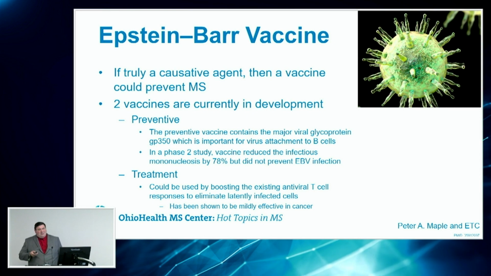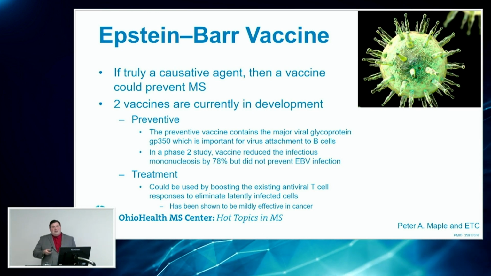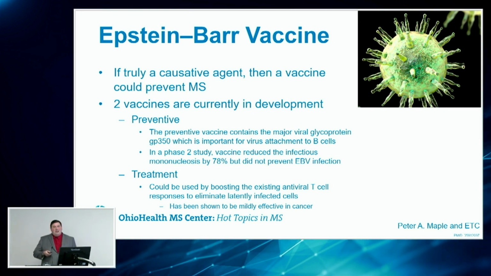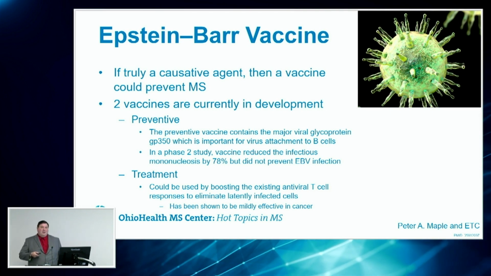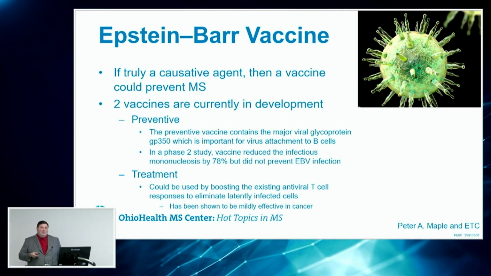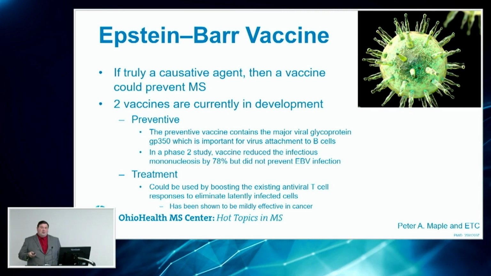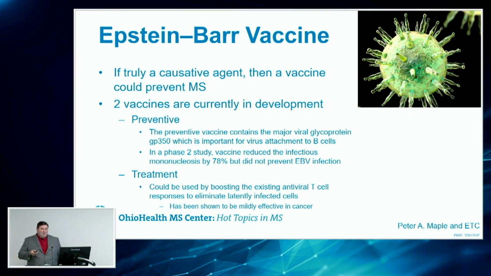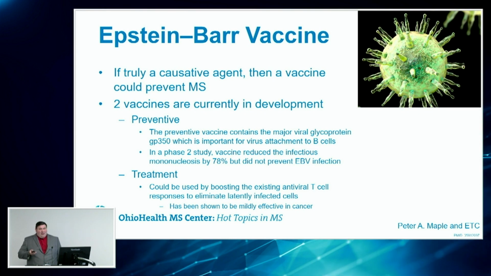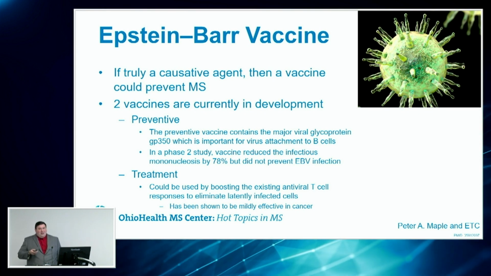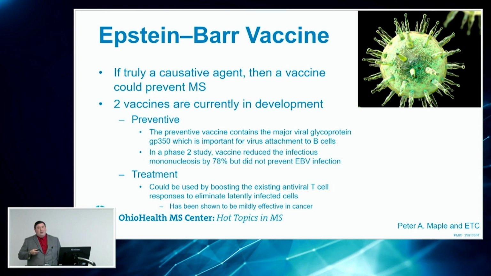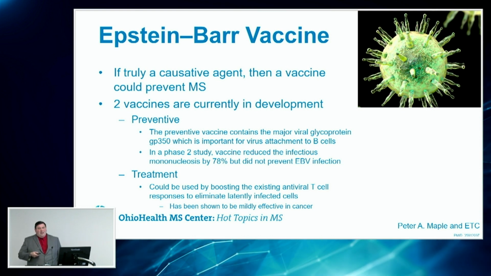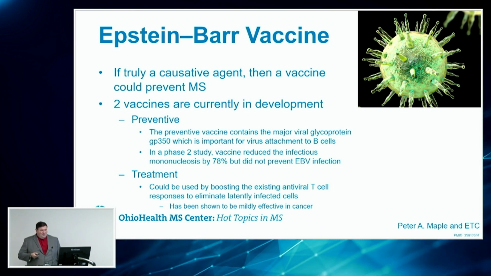Another concept is similar to how they're using vaccines to potentially treat cancers: they could potentially create a vaccine that would have your T cells better target these B cells that are harboring the Epstein-Barr virus and therefore clear those. That's something that's been shown to be effective in cancer, as I said, and it's being looked at to potentially treat multiple sclerosis, to help better clear these EBV-harboring B cells.